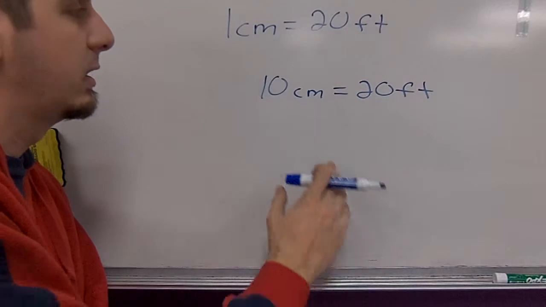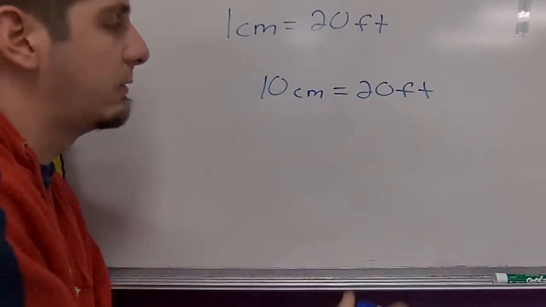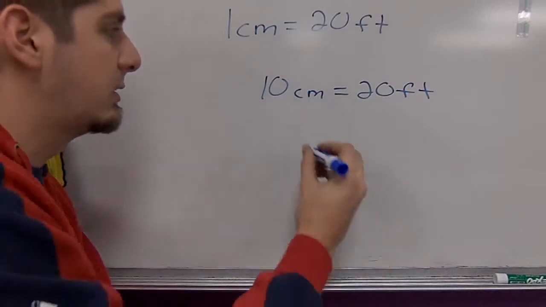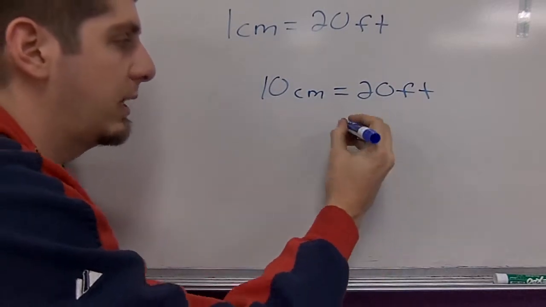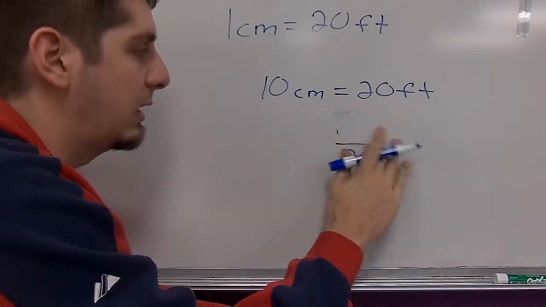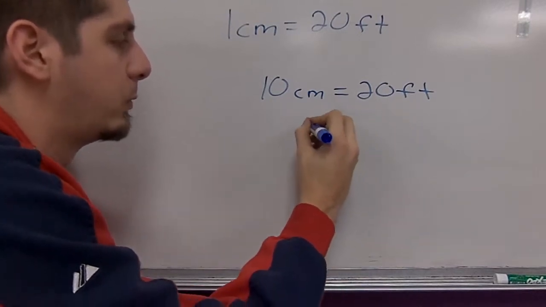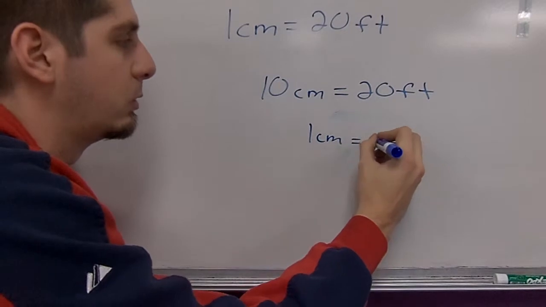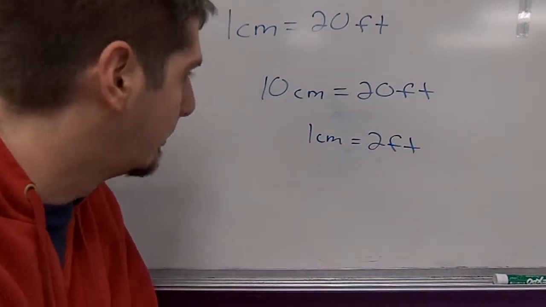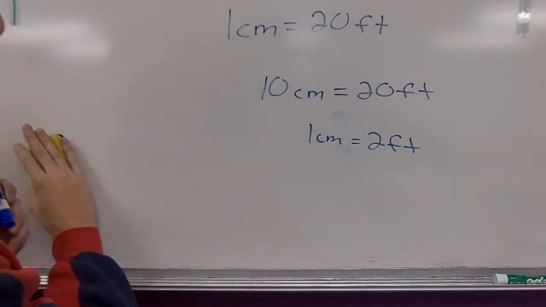If you have a scale factor of 10 centimeters to 20 feet, that's not nearly as informative as a reduced version of that, because as a fraction, this would be 10 over 20. So a scale factor of 1 centimeter equals 2 feet is much more useful and applicable when we're talking about scale factor.